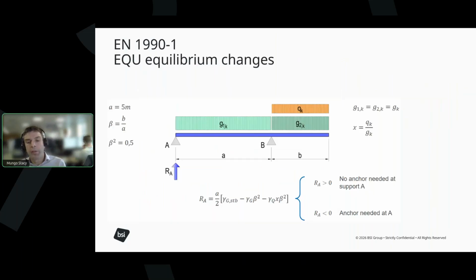One of the changes that has been made concerns equilibrium and how that works. A classic case here, if you've got a continuous beam with a cantilever portion, one of the checks is about the stability of that beam. And as we start increasing the variable action, the QK on the right-hand side, what's the magnitude which could cause overturning of that beam, or correspondingly, at what point do we start needing an anchor at point A, which gives a reaction RA on the left-hand side of the screen.